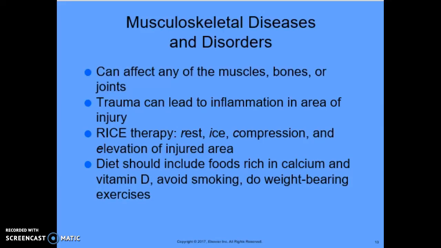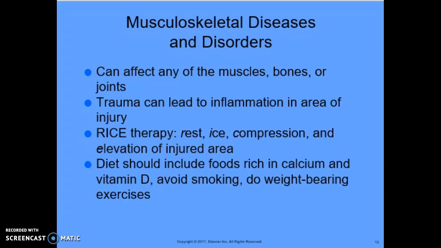Musculoskeletal diseases and disorders can affect any of the muscles, bones, or joints. Trauma can lead to inflammation in areas of injury, and we use RICE therapy, which is rest, ice, compression, and elevation of the injured area. Diet should include food rich in calcium and vitamin D. We educate patients to avoid smoking and to do specific weight-bearing exercises.